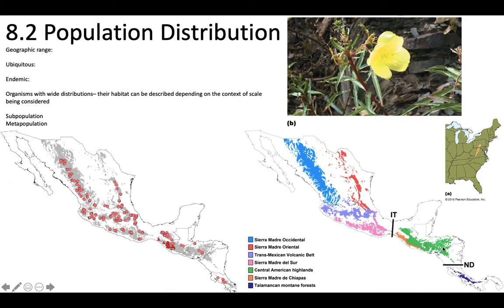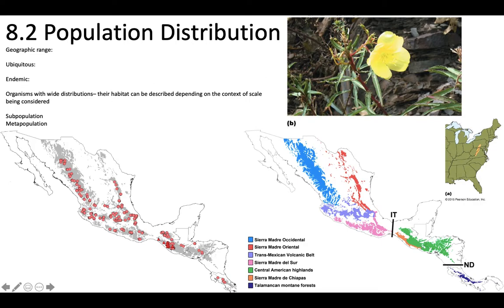Here are some other highland areas that just have a distinct ecology, and so this habitat for ephippiatus can be described on a larger scale across all of Mexico and Central America, but you can also describe it at an ecoregion scale across this area. You can also have subpopulations and metapopulations, which are just smaller, distinct units within a population, and we will likely talk about these later on.